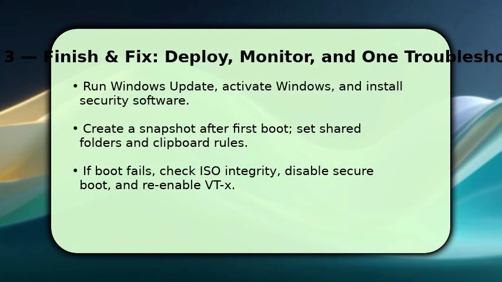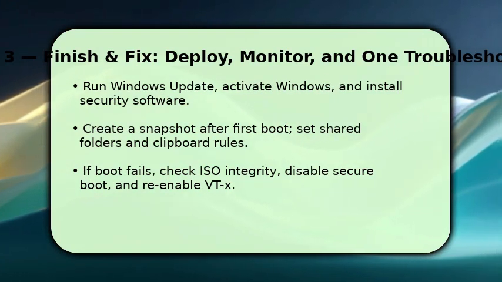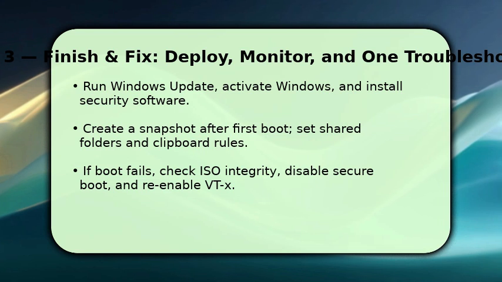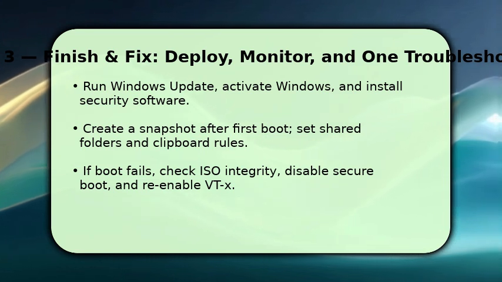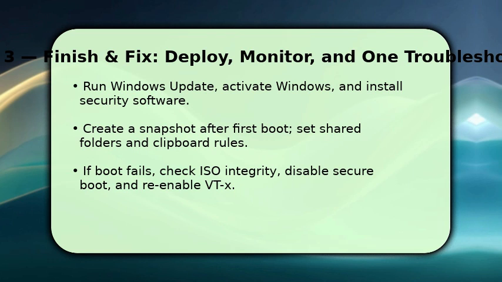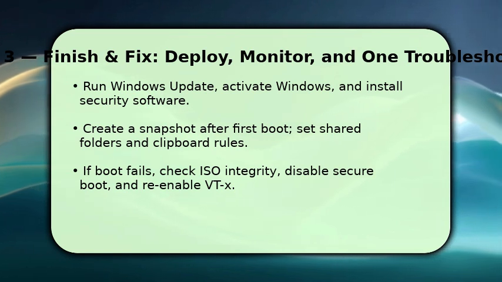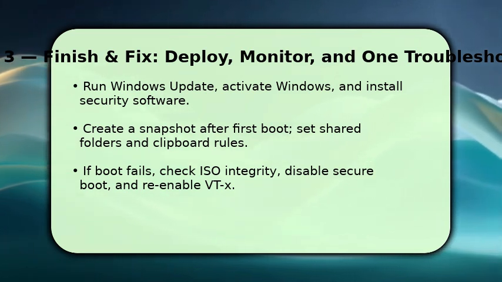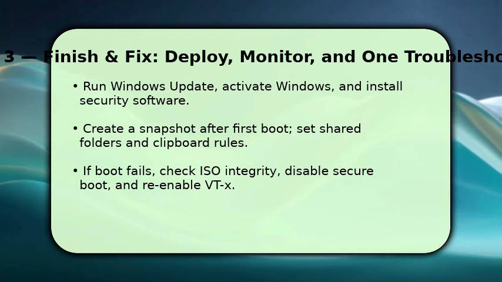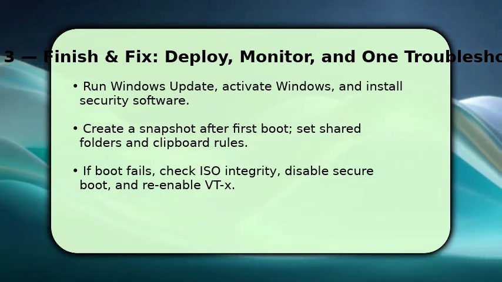You finish by running Windows Update and activating Windows, then install drivers and antivirus as you would on a physical machine. After a clean first boot, take a snapshot so you can roll back if something breaks. Configure shared folders and clipboard permissions to move files safely between host and guest.